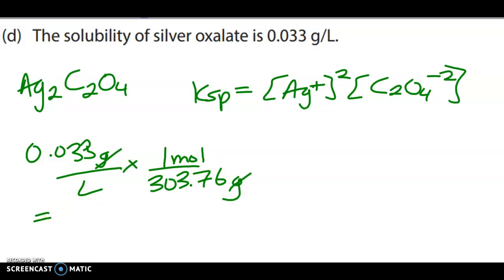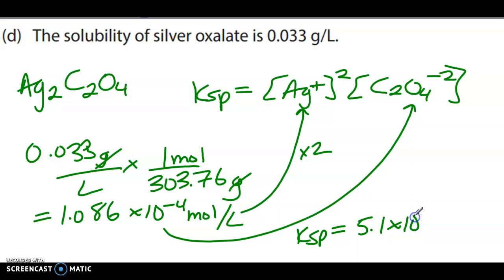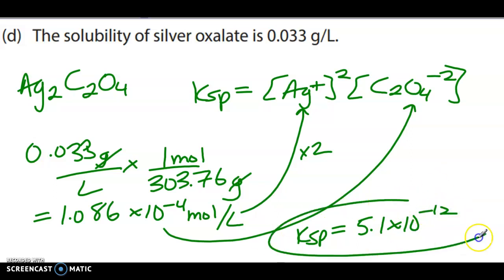So we end up having a value here, just make sure we have the right thing, 0.86, pardon me, times 10 to the -4 moles per liter. Now, same as before we plug in, so this would be equal to our oxalate, but before we plug this into our silver, we would have to make sure that we are doubling it. So once you do that, your Ksp value we end up with is 5.1 times 10 to the -12 as our final answer.